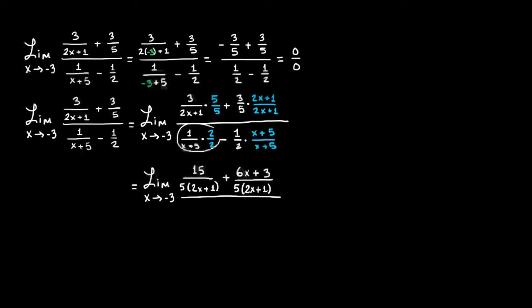Now let's continue with this fraction. It will be 2 over 2 times x plus 5, minus, this last fraction would be x plus 5 over 2 times x plus 5. There it is. Well, this fraction was pretty big, so let's continue.